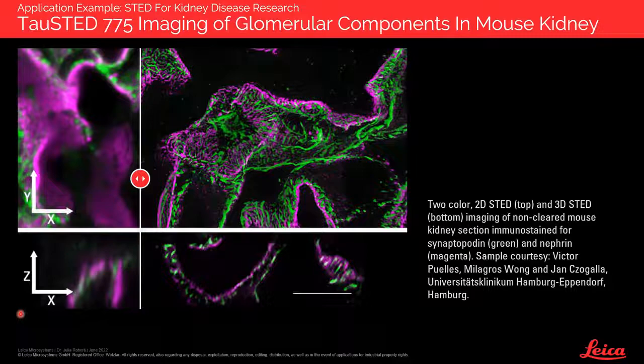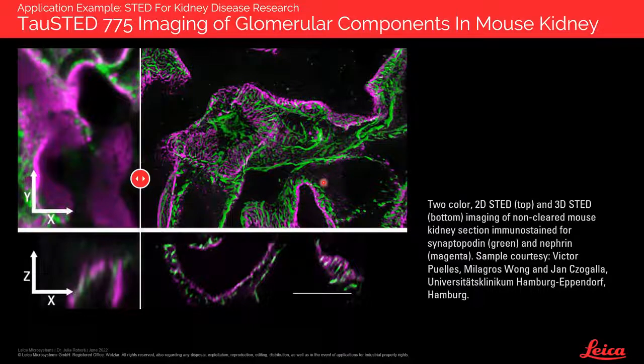The benefits of tau-STED spread to all kinds of different samples, and I have some applications to share with you now. This is an example of a non-cleared mouse kidney section immunostained for two proteins, synaptopodin and nephrin. And this is a particularly challenging sample because the structures are really, really compact.